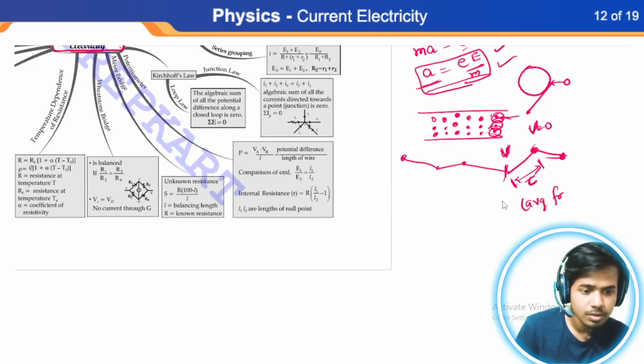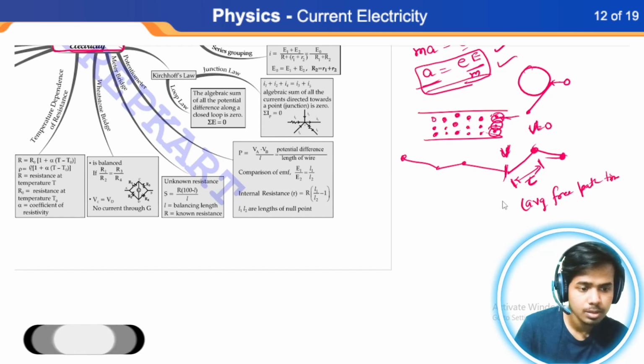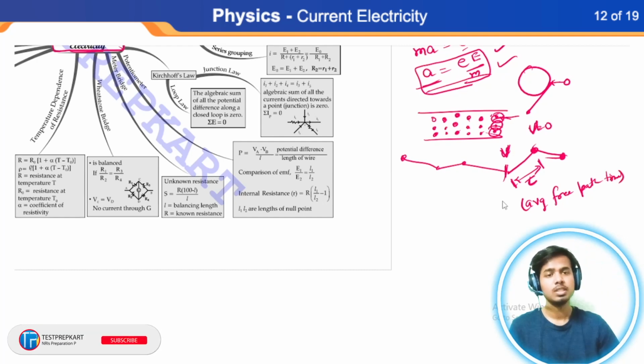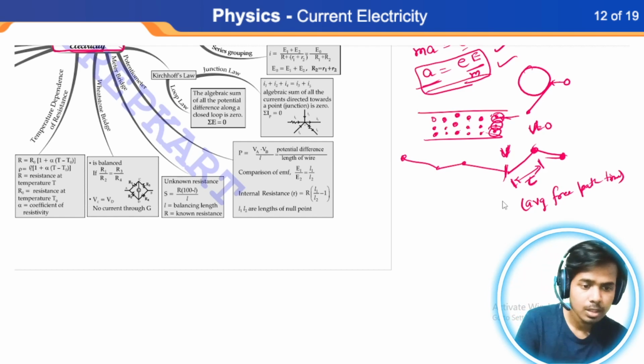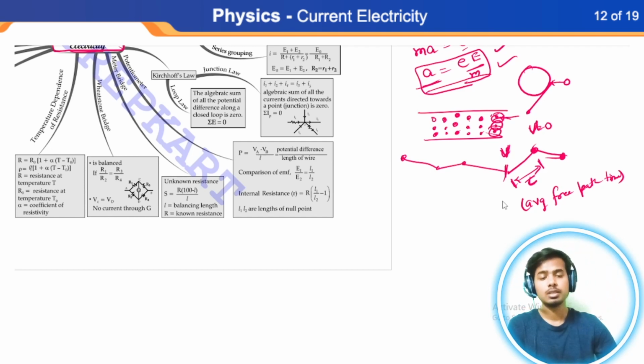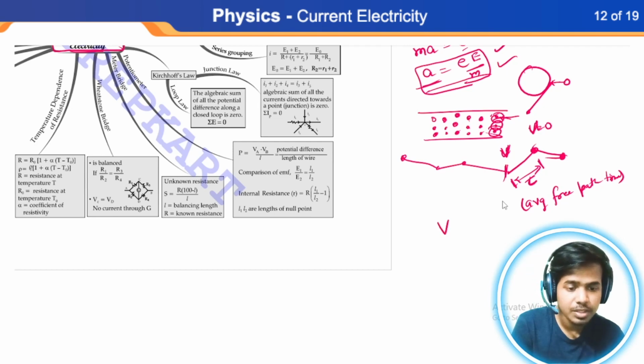Average free path time, I'm calling this. It means on average how much time it takes between two collisions, which I define as tau. I can definitely write the universal laws of motion, the equations of motion. v is equal to u plus at.